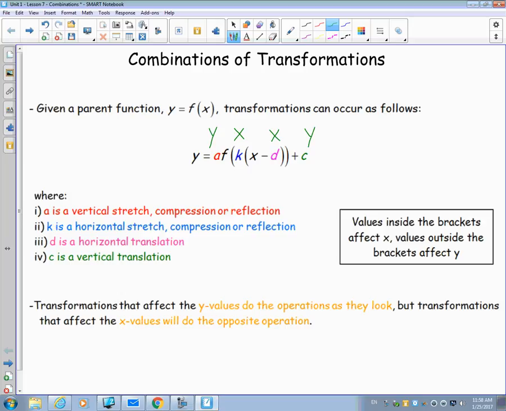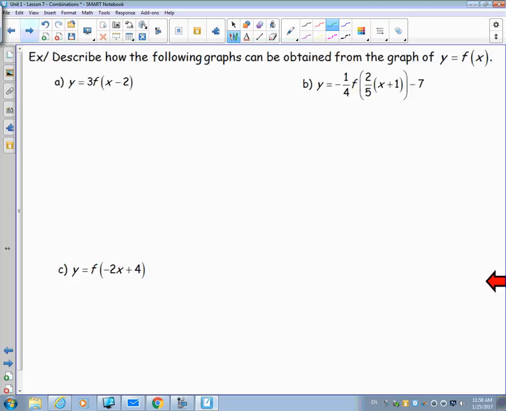But things inside the brackets affect the x's. They do the opposites. So the ones in here, you have to divide by the k value, and you have to do the opposite sign as whatever the d says. If it says add, you actually have to subtract. So it takes a little bit of practice. We're going to try some today and see how we do.